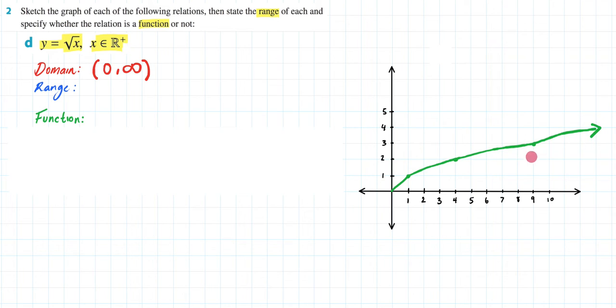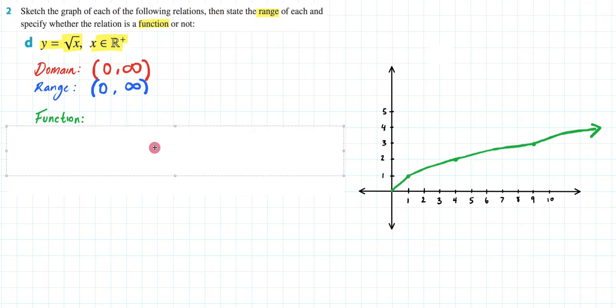Perfect. I now can figure out what my range will be. My range will start at 0, but it is not going to include 0, and is going up to infinity. So now I have my domain, I have my range. I now need to determine whether or not this is a function.